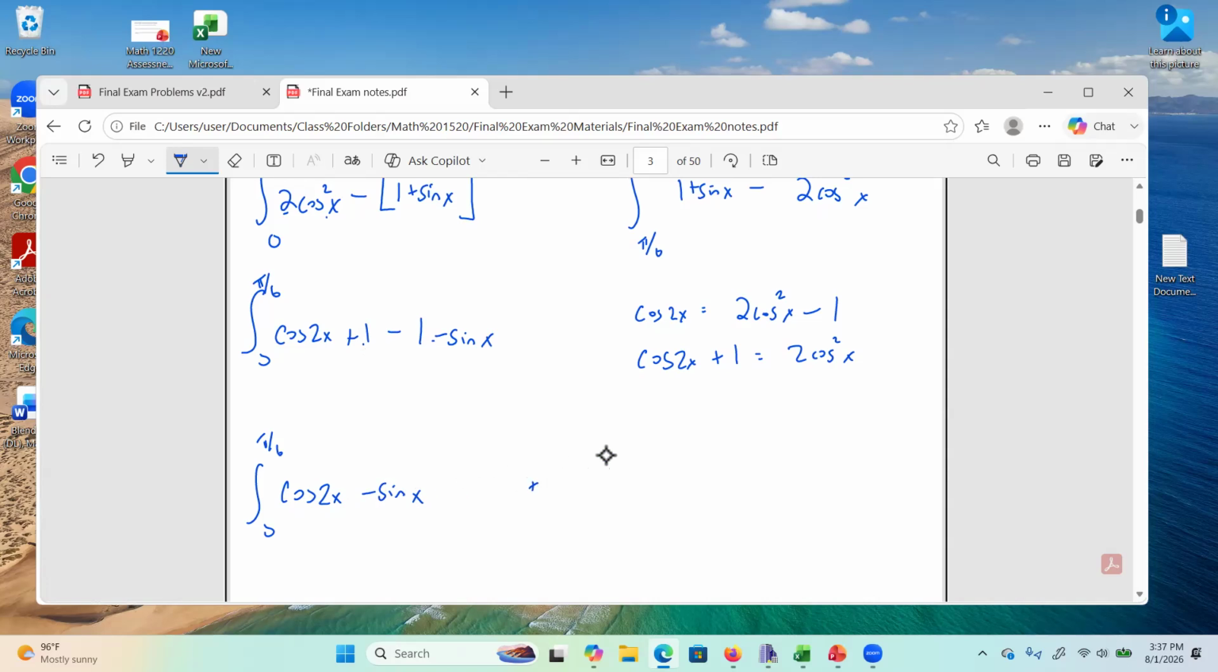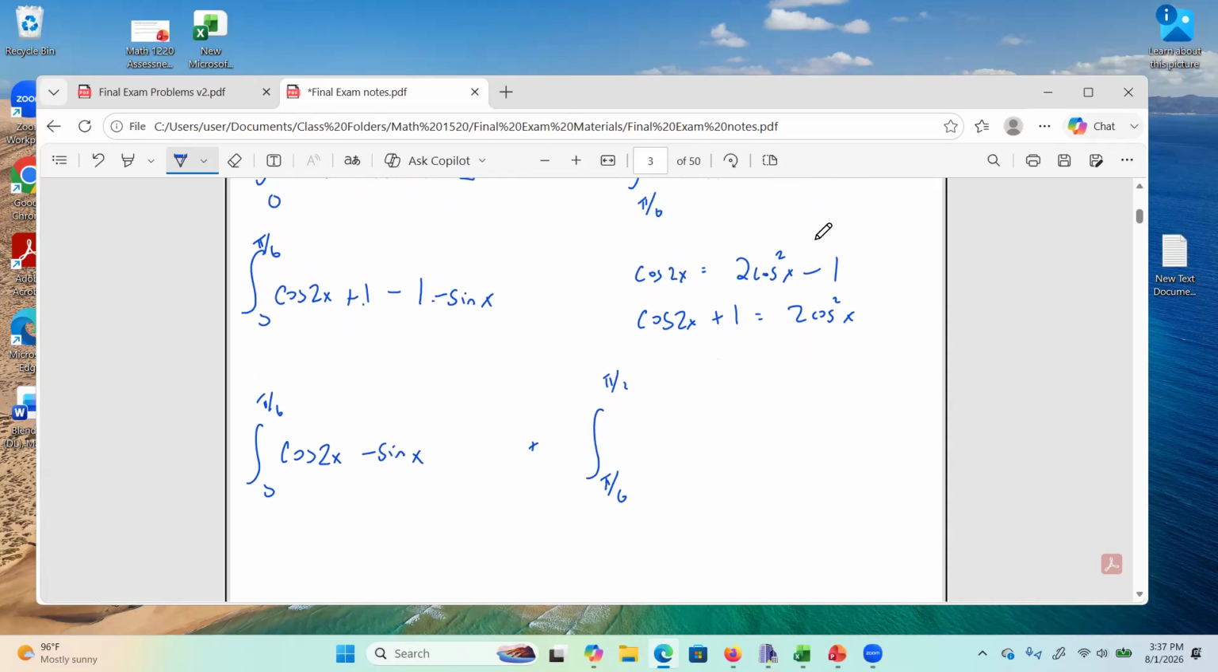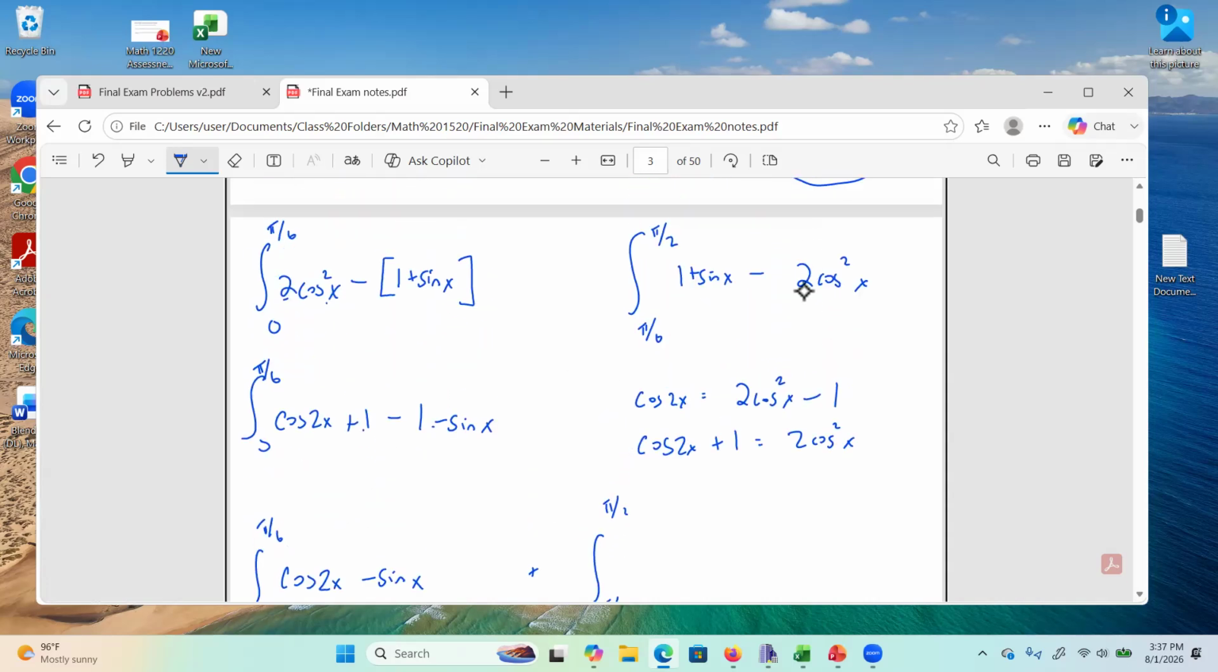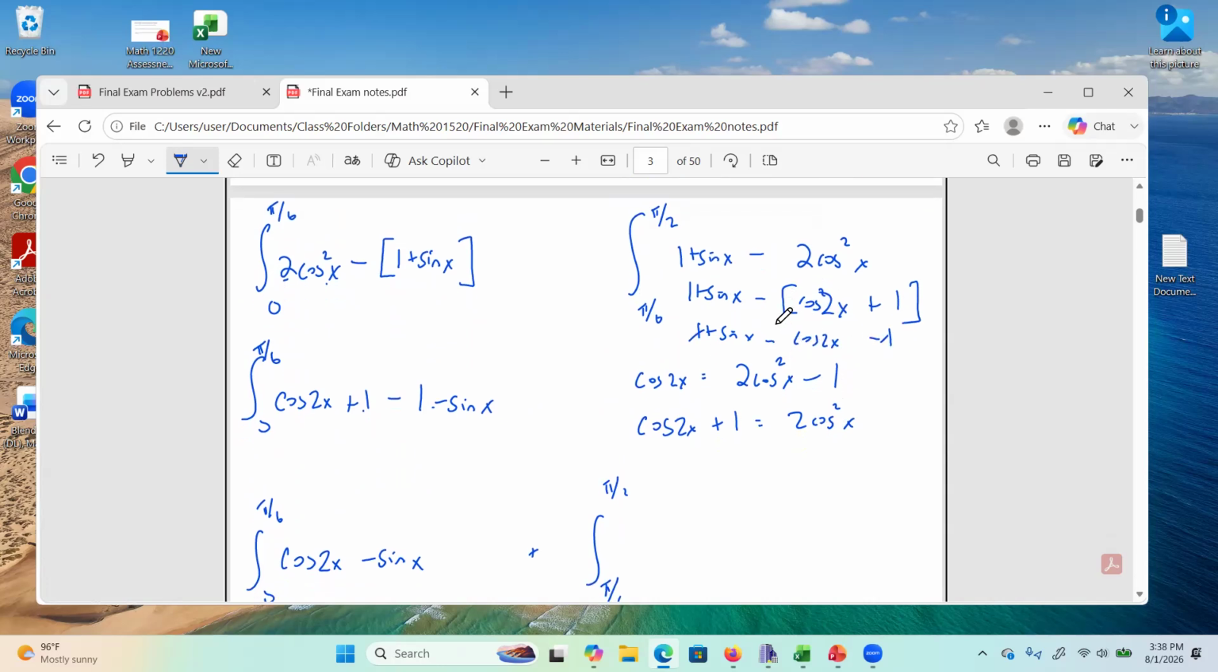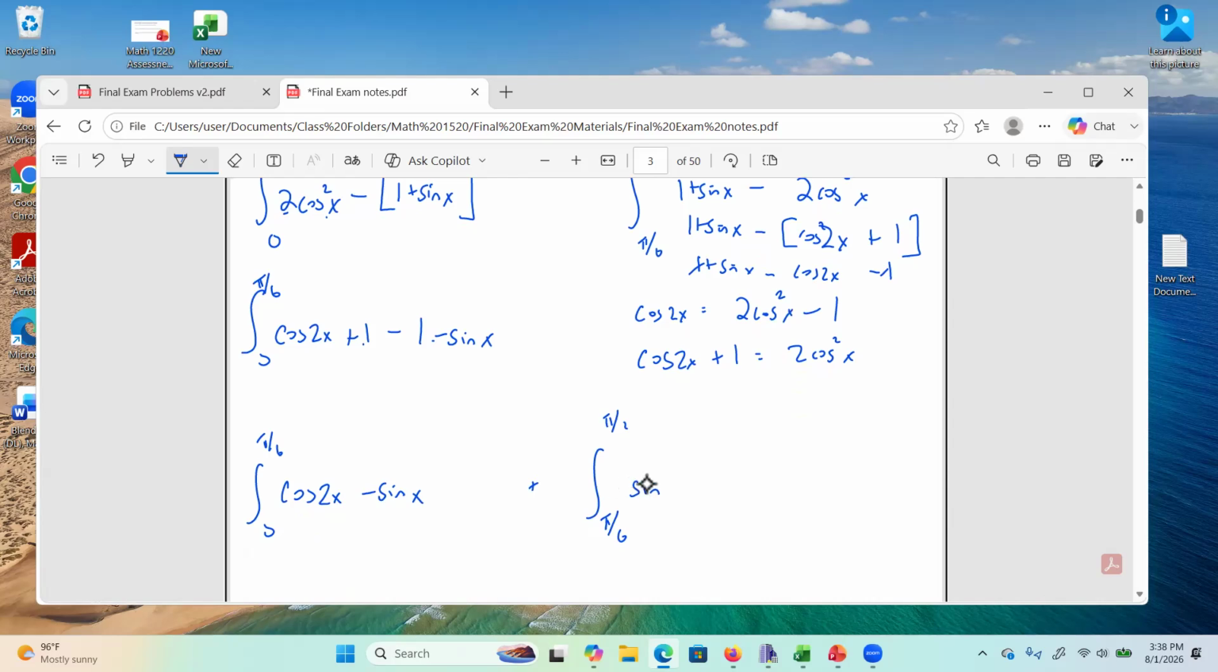Let's see what happens with the other little piece here, because we also have the integral of pi over 6 to pi over 2. We're going to do a little bit of algebra to say we have 1 plus sine x minus 2 cosine squared x, and that's equal to cosine 2x plus 1. Distribute the negative signs. We have 1 plus sine x minus cosine 2x minus 1. Again, some stuff cancels. So we have sine x minus cosine of 2x.